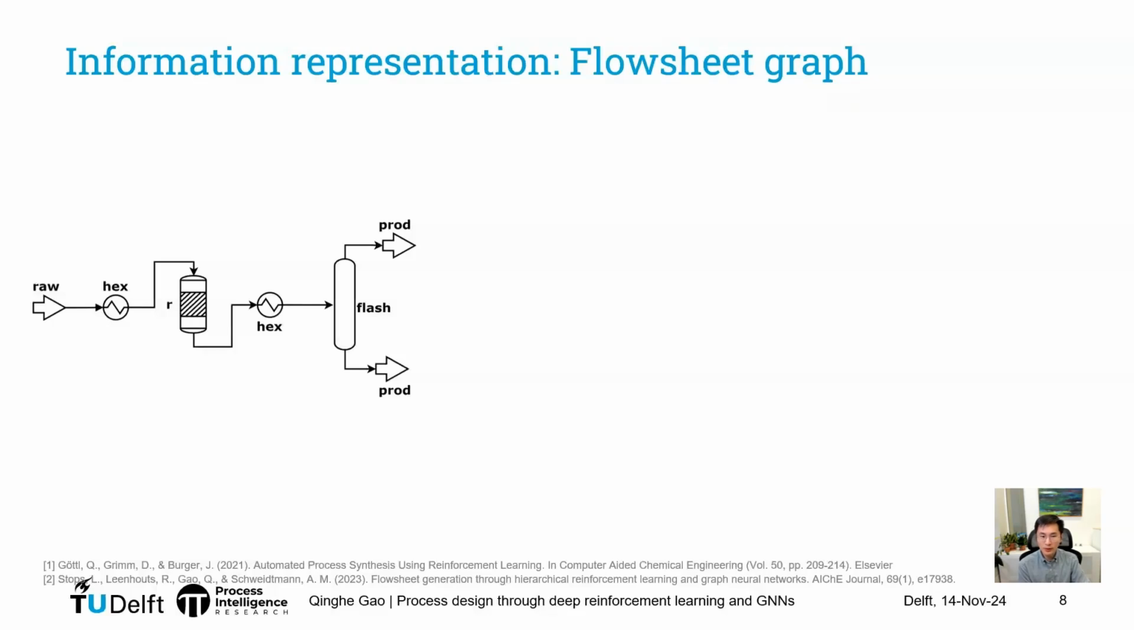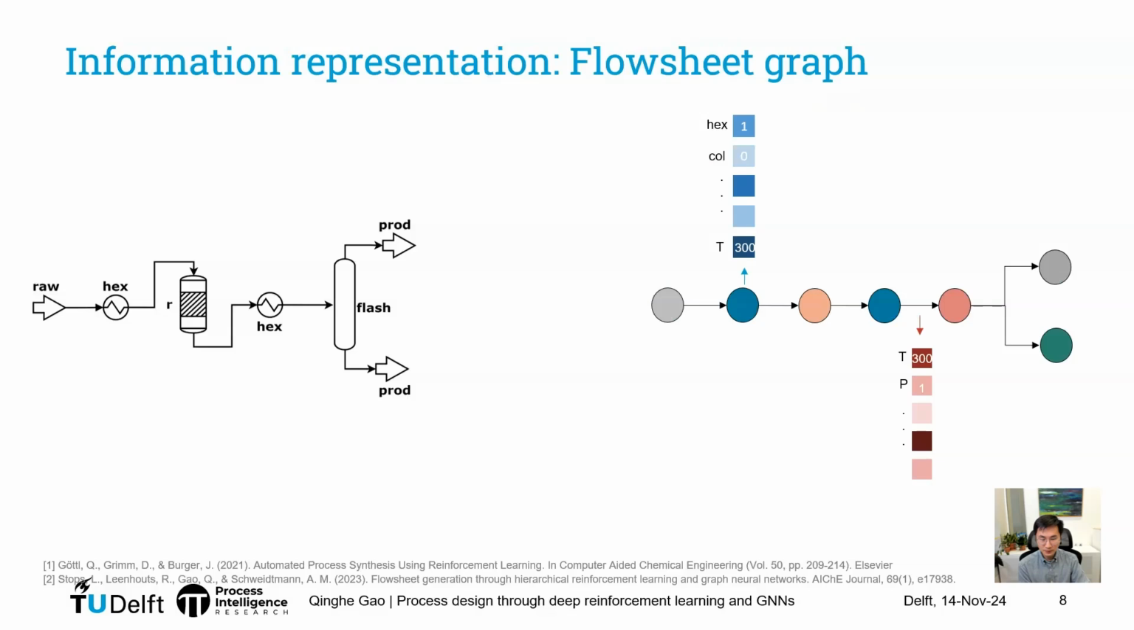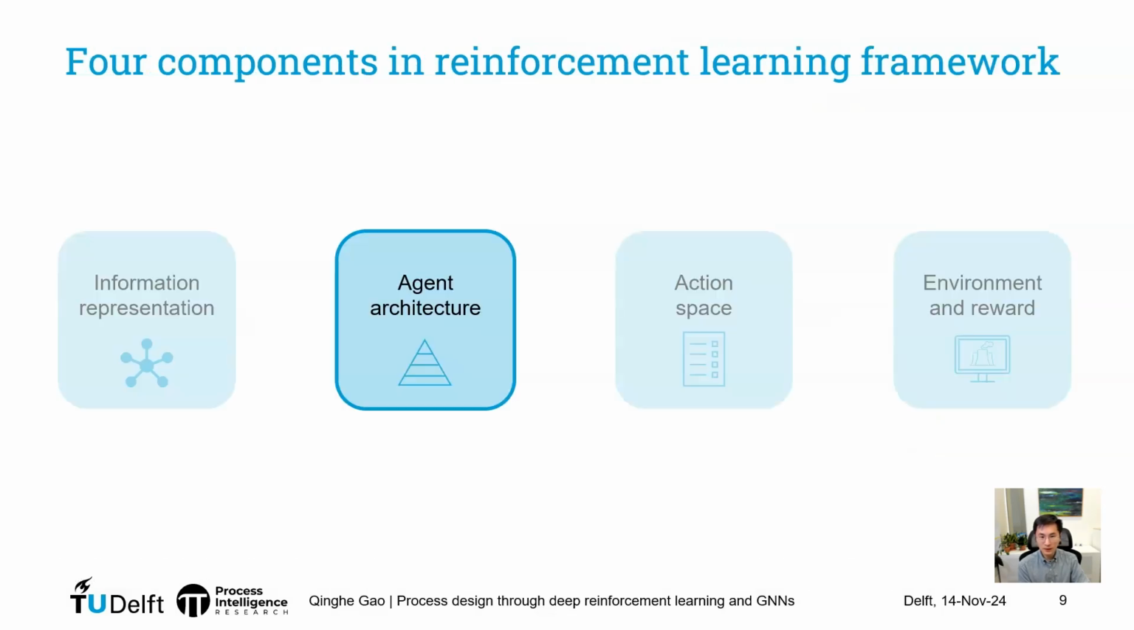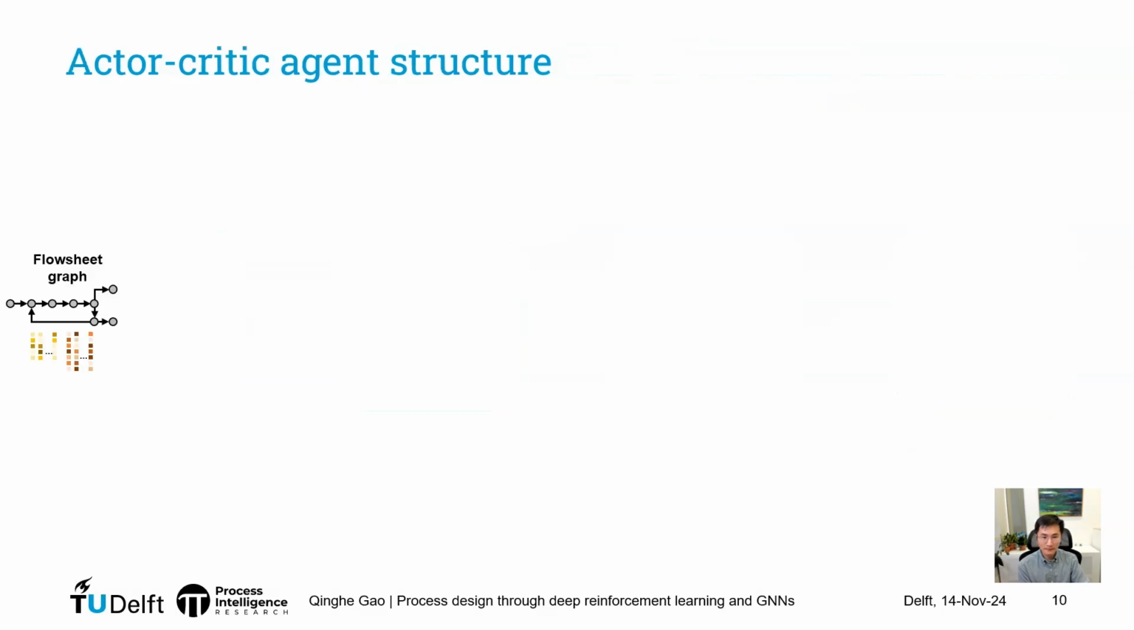Specifically, we represent the unit operations as nodes and the streams as edges. To differentiate different nodes and edges, we give each node and edge a corresponding feature vector. Within the feature vector for a node, we could include the unit type and the temperature, and for edges, we could include the corresponding temperature and pressure. Now we have a machine-readable flowsheet graph. We can move on to the agent architecture part.